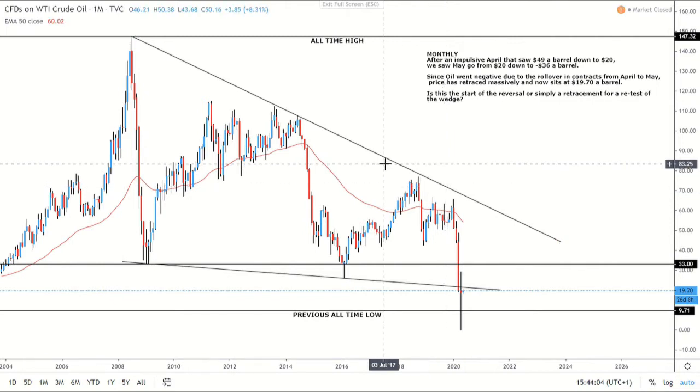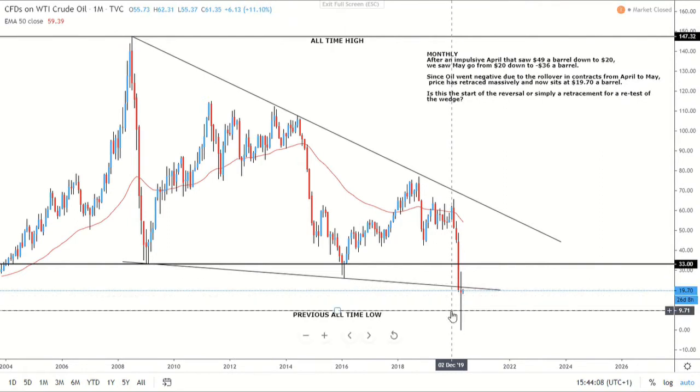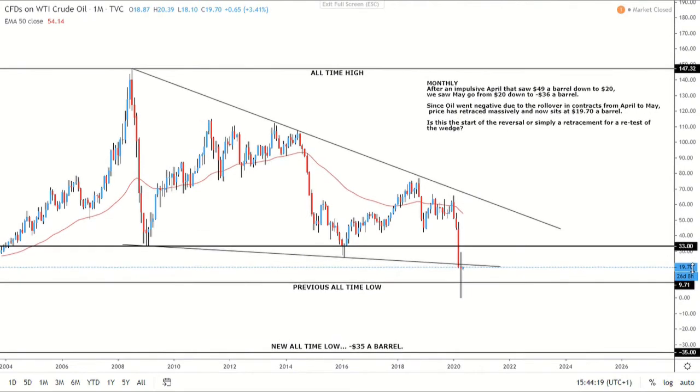So it said wedge, but it's more of a channel here. We've got these sort of lower highs and slight lower lows. We've then come up, made this spinning top, but overall we've retested this bottom of the channel here. However, we have rejected the previous all-time low, although we know that we did go down to sort of minus $35 a barrel, which is all the way down there.